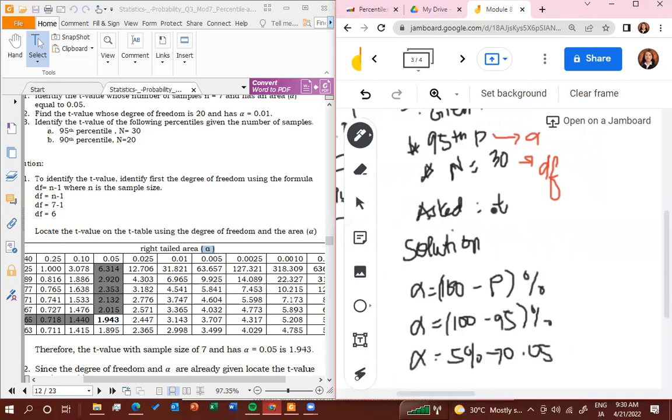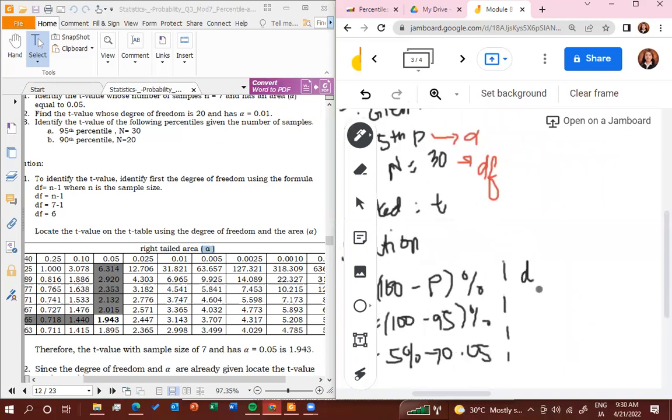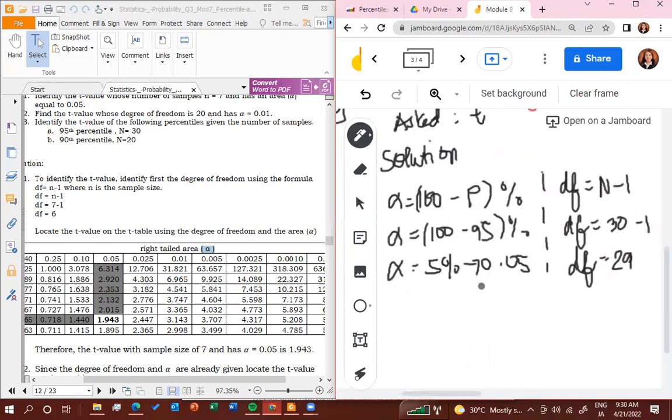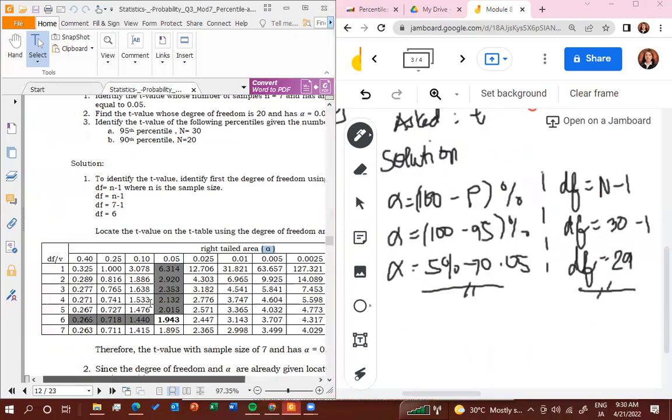And then n is equal to 30. But how do we relate this to the degrees of freedom? The degrees of freedom is really just n minus 1. Given n, we substitute 30 minus 1, so df is equal to 29. Now that we have the alpha and the degrees of freedom, we are ready to run it through the distribution table.